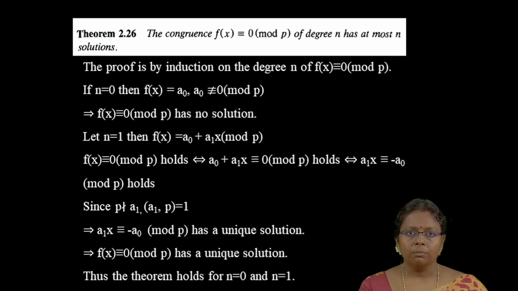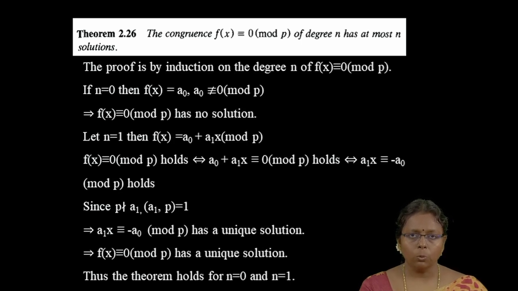In this theorem, the proof is by induction on n, the degree of f(x) ≡ 0 mod p. The degree of a polynomial is different from the degree of a polynomial congruence mod p. If n equals 0, then f(x) equals a0 and a0 is not equal to 0 mod p. Therefore, f(x) ≡ 0 mod p has no solution.